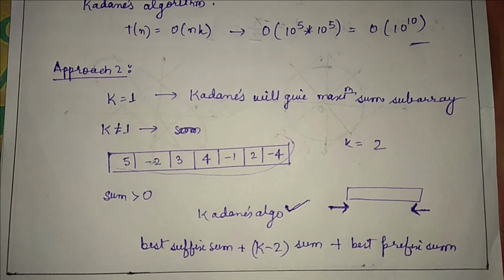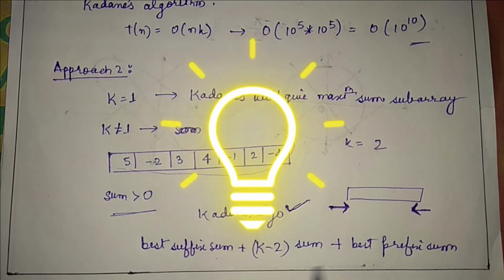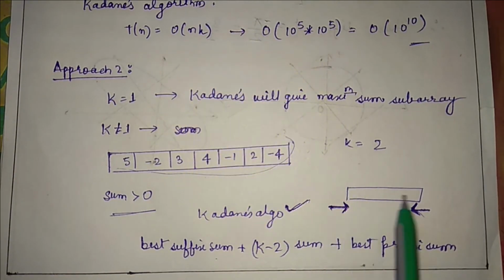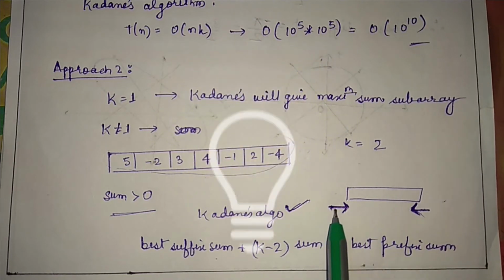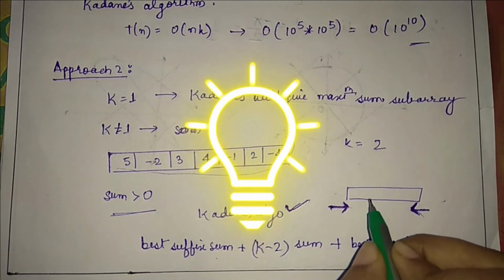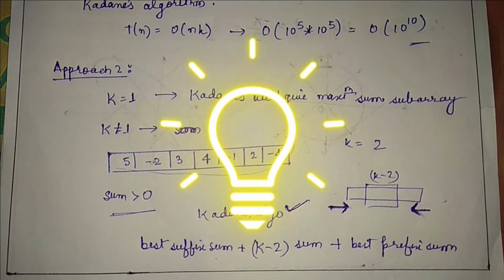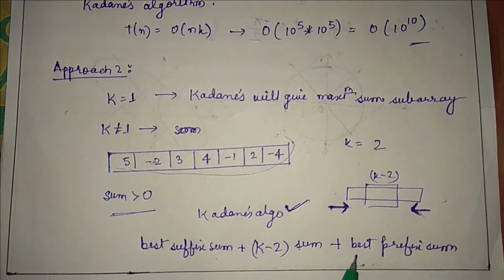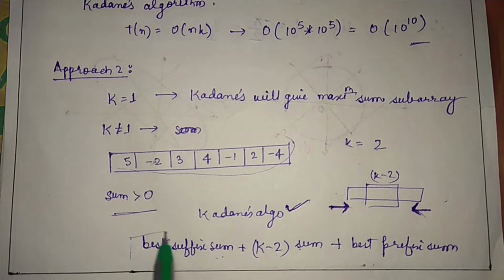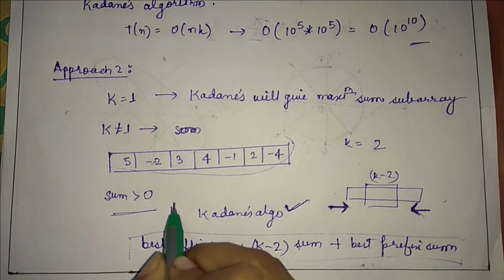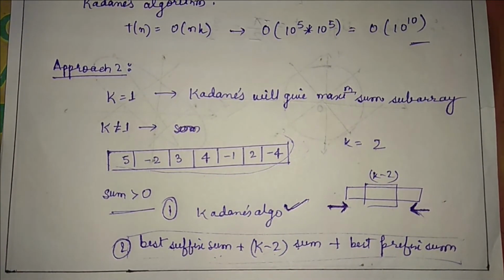So another answer, if the sum is greater than 0, will be best suffix sum of any array plus best prefix sum of any array. And since I have already used two copies of the array for getting the best suffix sum and best prefix sum, our remaining sum will come from k minus 2 copies of the array. So k minus 2 times sum plus best prefix sum and best suffix sum can give us the maximum sum subarray. So we have two options, either this could be maximum or this could be maximum for sum greater than 0. I will try to explain with more examples.